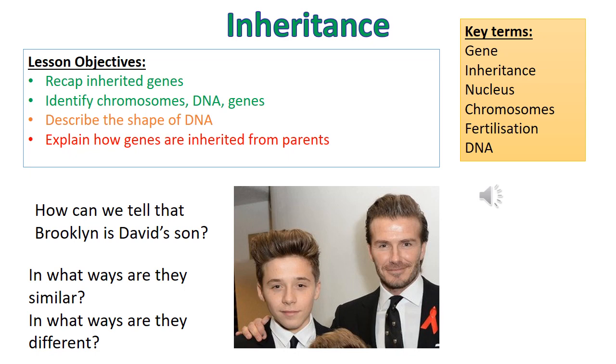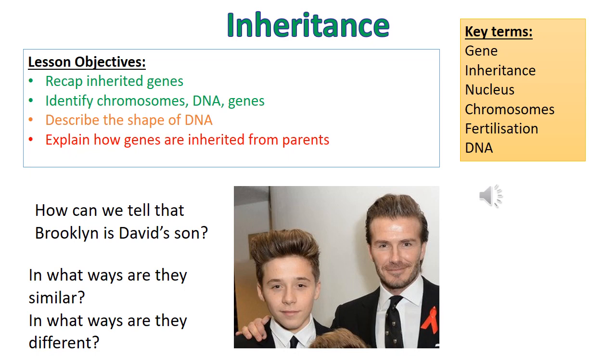So grab your book or your paper, your pen and your ruler, write down the title and underline it, please. Inheritance. We've got some key terms today that I'd also like you to write down. These are gene, inheritance, nucleus, chromosomes, fertilization, and DNA.